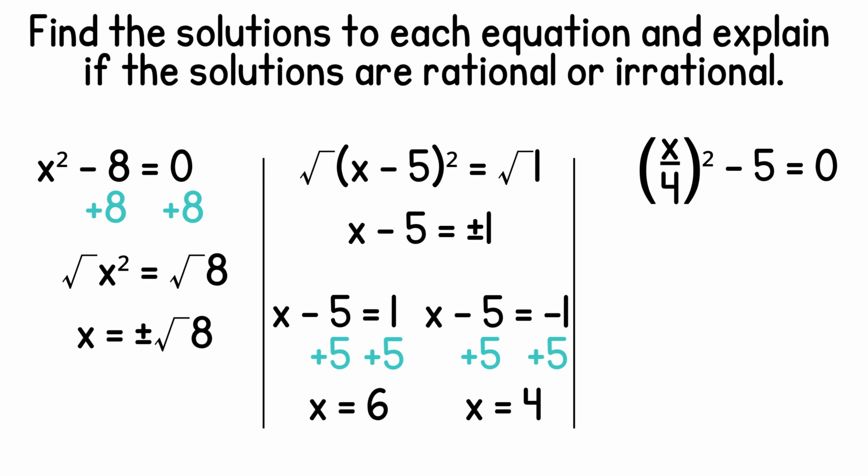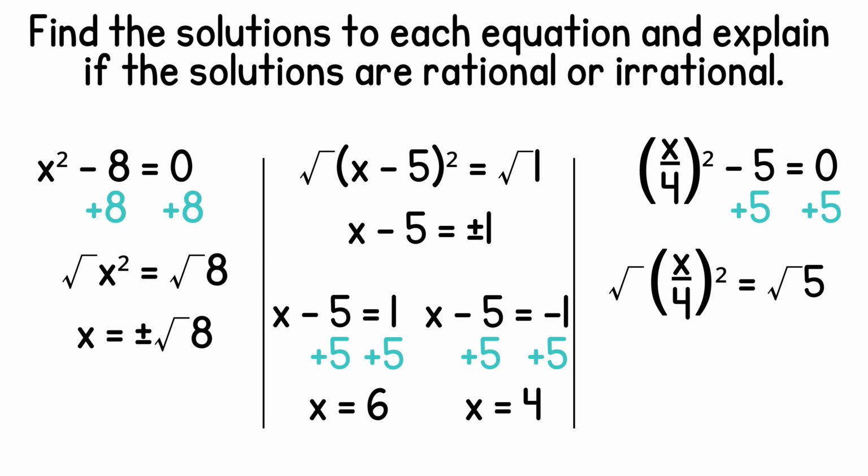Now let's look at our last equation. We'll start by adding that 5 so we can get the squared term by itself. This gives us x over 4 squared is equal to 5. Now we'll take the square root of each side. So we get x over 4 is equal to positive and negative radical 5.